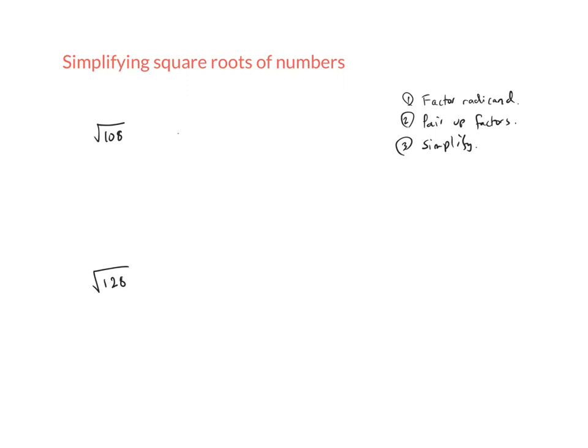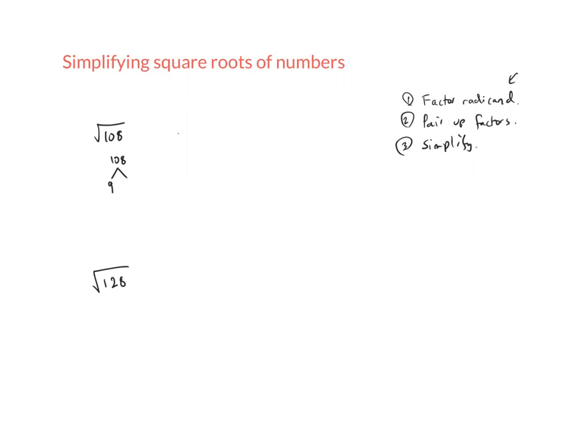So the first thing I'm going to do is factor the radicand. Now the radicand is the number underneath the radical. So this 108 in the first problem is the radicand, and the 128 in the second problem is the radicand. So I'm going to factor 108, and the way I'm going to do that is with a factor tree. So I need a number that goes into 108, and I can think of anything from like 2 because it's even, or 9 because the digits add up to 9, that's divisible by 9. I'm going to choose 9.